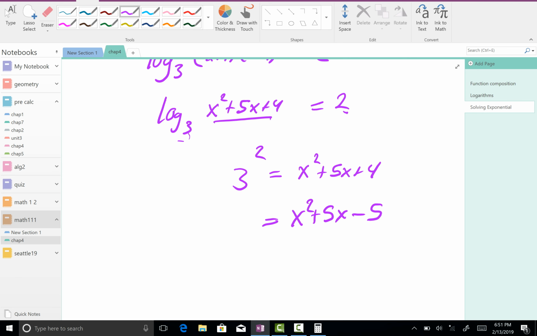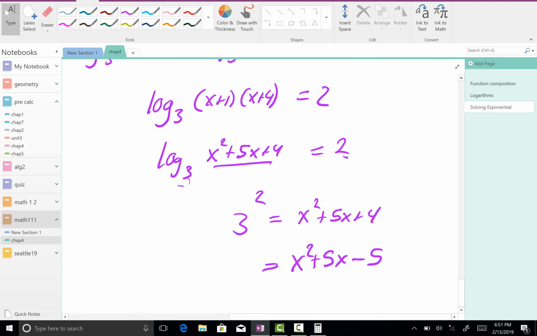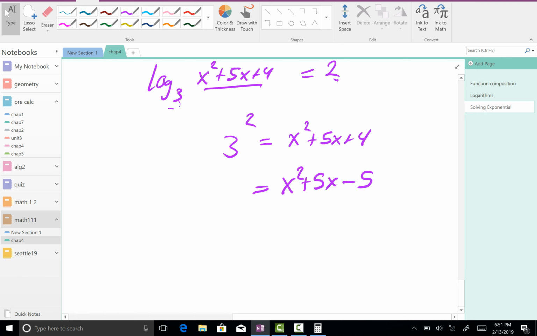Did we do that right? Did I write it down right? X plus 1 plus 4 times equals 2.5x plus, yeah. And you got to use the definition on it. And it's log 3. That's a 9. It just doesn't turn out. You just have to use quadratic formula again. You can't factor it.